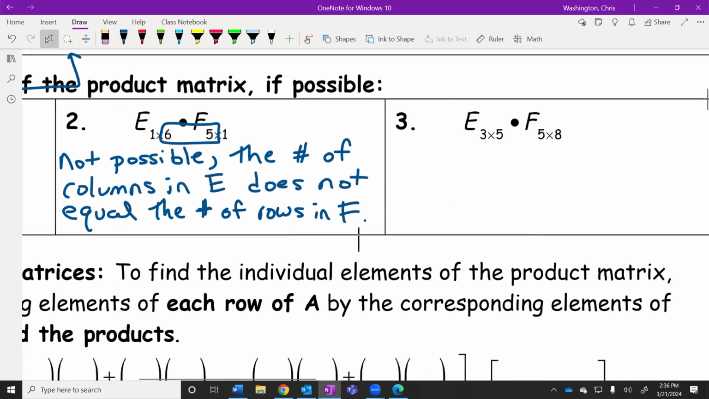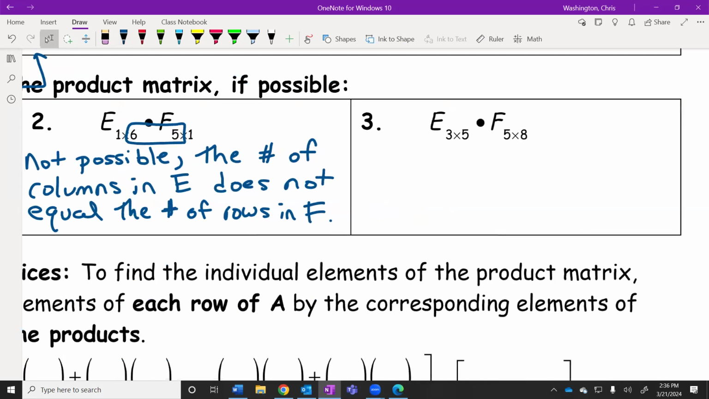Number 3, can we multiply number 3 together? Yes, we can multiply number 3 together. How do I know I can multiply number 3 together? Because the number of columns in E is equal to the number of rows in F. And what would the resulting matrix be? It would be the dimensions that are actually left over. It would be a 3 by 8 matrix.